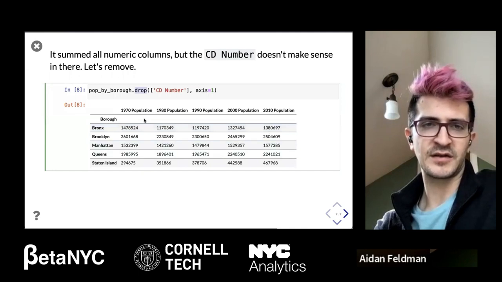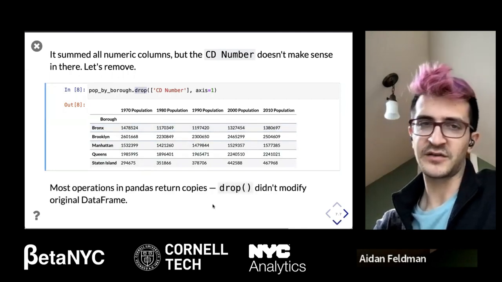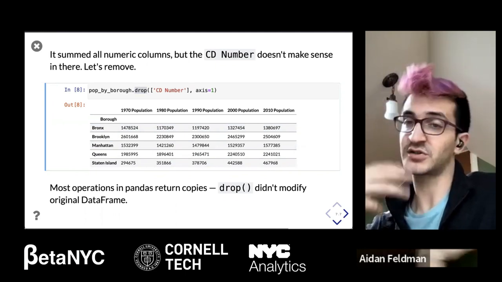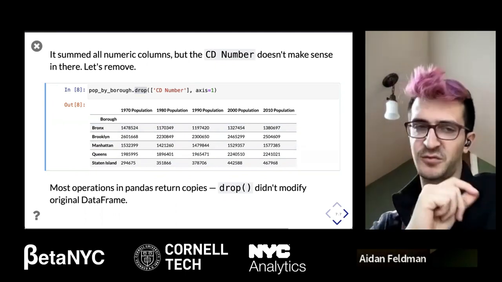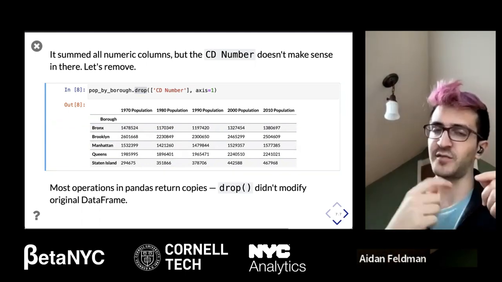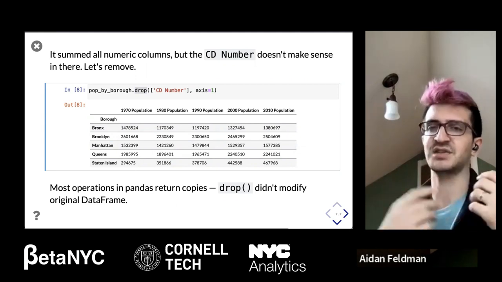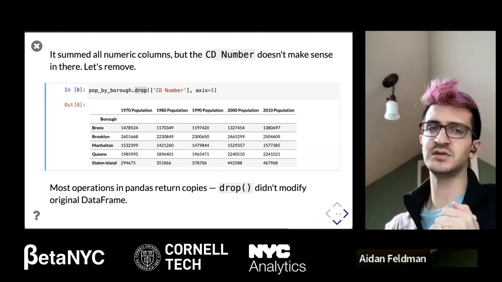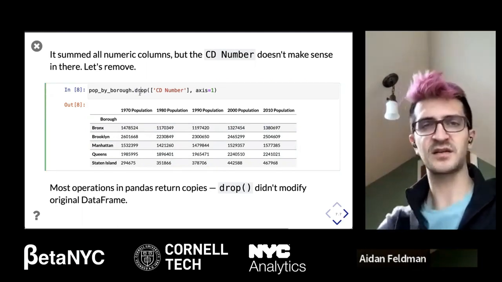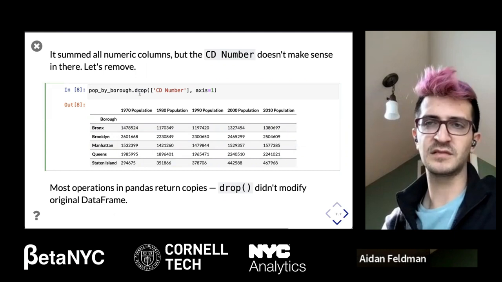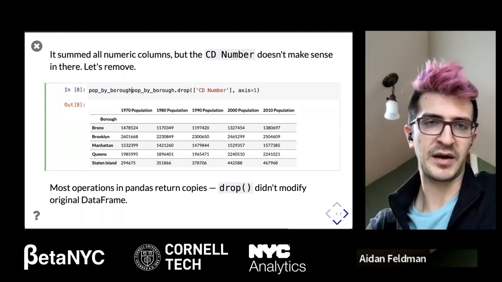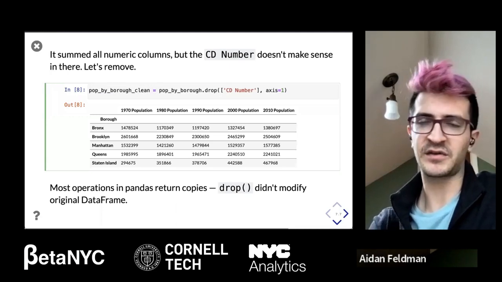And so now this table looks a little better. Something else to know about pandas is that most operations return a copy, so it's not going to modify the original data frame. You want to save it, either overwrite that variable, or my suggestion is to save it to a new variable to continue working with, because then it's easy to go backwards and troubleshoot. So I might say pop by borough clean or something like that.